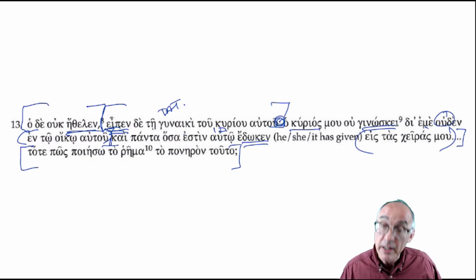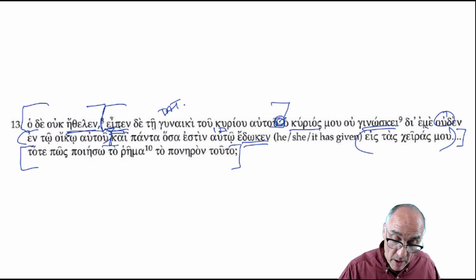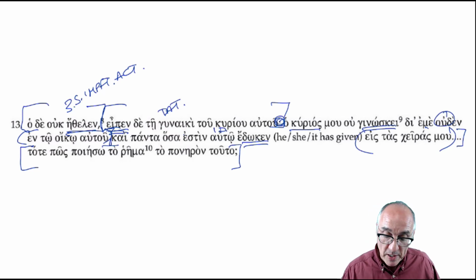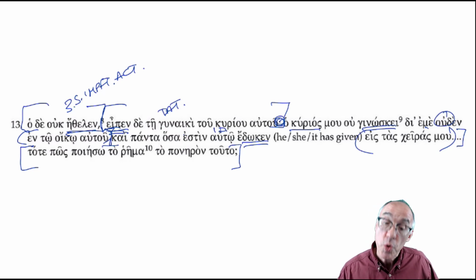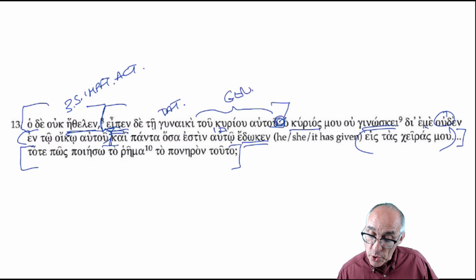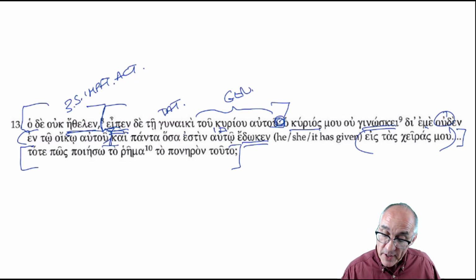Hodeuk ethylene. He was not willing. Right? Third person singular, imperfect, active indicative. He was not willing. And, the de, postpositive there. He said to the wife, again, to the wife of his master. This group right here is all genitive. He said to the wife of his master.